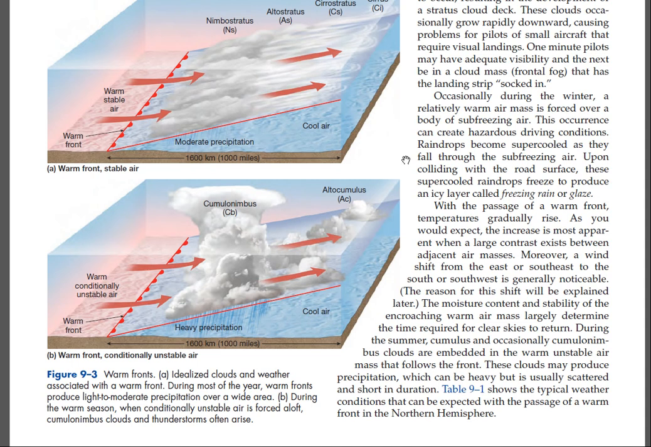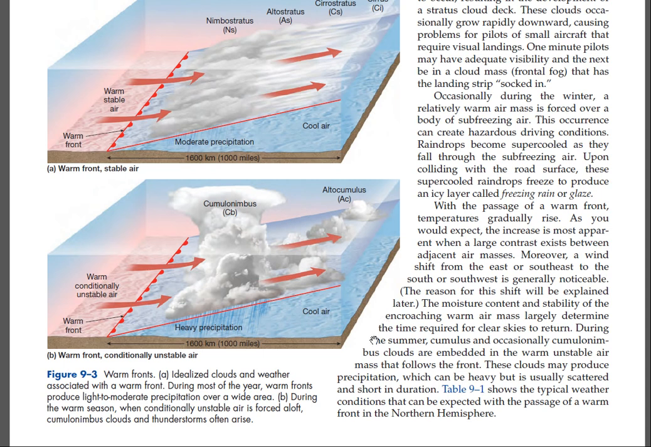With the passage of a warm front, temperatures gradually rise. As you would expect, the increase is most apparent when a large contrast exists between adjacent air masses. Moreover, a wind shift from the east or southeast to the south or southwest is generally noticeable. The reason for this shift will be explained later. The moisture content and stability of the encroaching warm air mass largely determine the time required for clear skies to return.